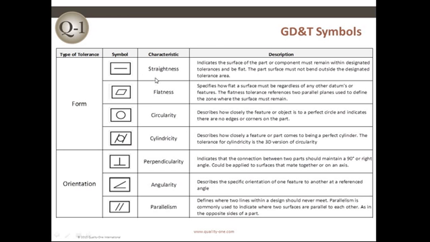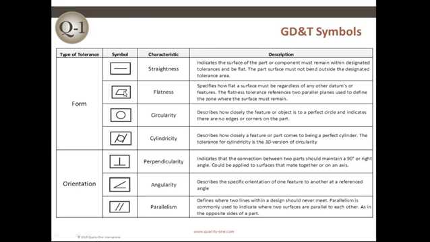So the straightness symbol indicates the surface of the part or component must remain within the designated tolerance and be flat. The part surface must not bend outside the designated tolerance area.